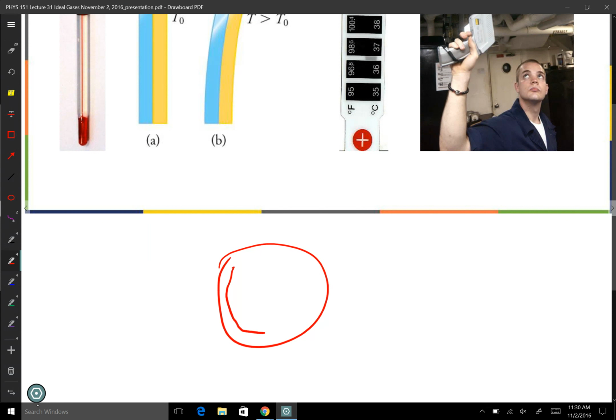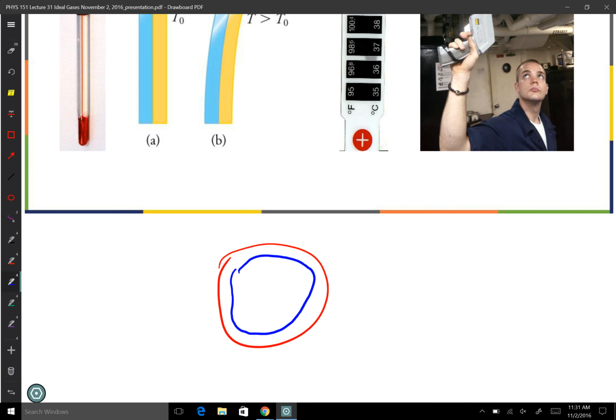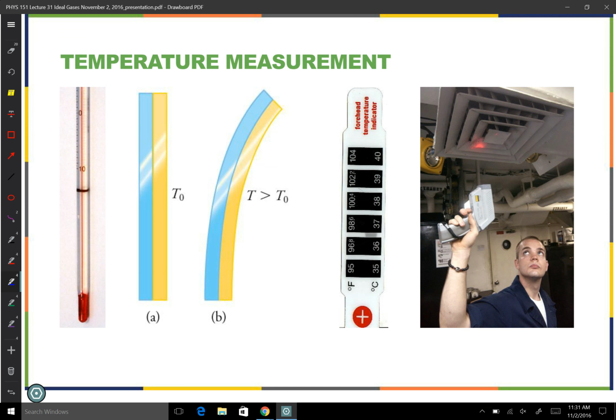The inner side of the circle has a smaller circumference than the outer side of the circle. The curvature is going to depend on how much the temperature changed and how much each one expands with the change in temperature. So by measuring how much it's curved, you can determine what the temperature is.